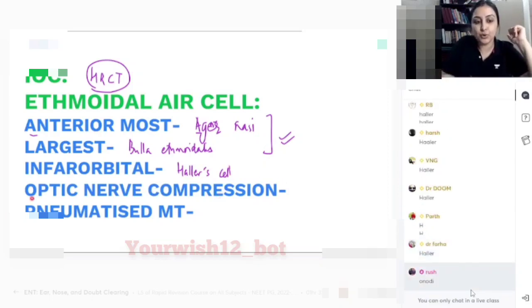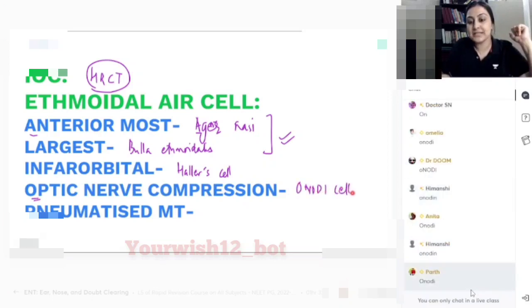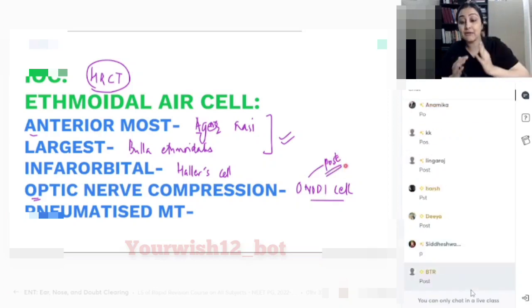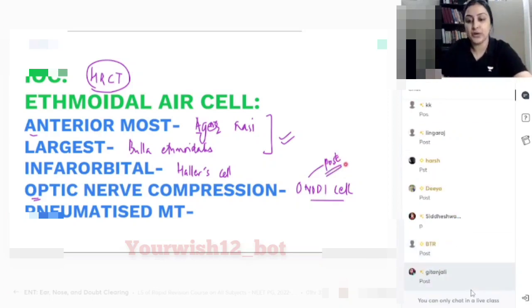Optic nerve compression, O for optic nerve, O for Onodi cell. So when it is causing optic nerve compression, does it have to be anterior or posterior? इसको बहुत posterior रहना पड़ेगा. This is the posterior most ethmoidal air cell that you have. In fact, it reaches the sphenoid sinus.